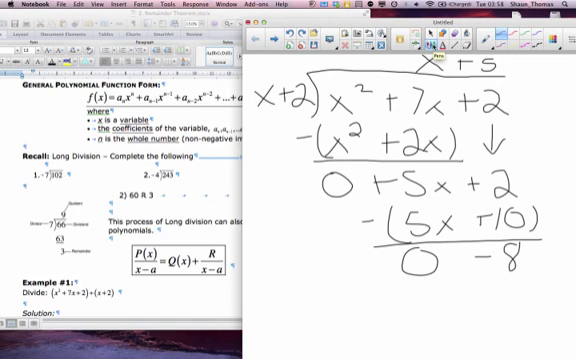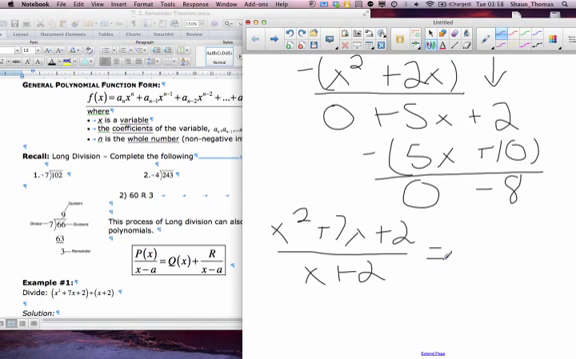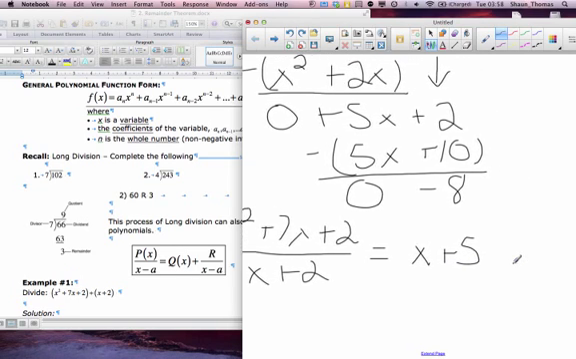So if I were to write this in my polynomial notation, which I have indicated in my notes, I would scroll down, and I would say that my x squared plus 7x plus 2 divided by x plus 2 is equal to x plus 5. Now my remainder was a negative, so I'm going to subtract 8, and it's still going to be divided by whatever my original divisor was, which is x plus 2.